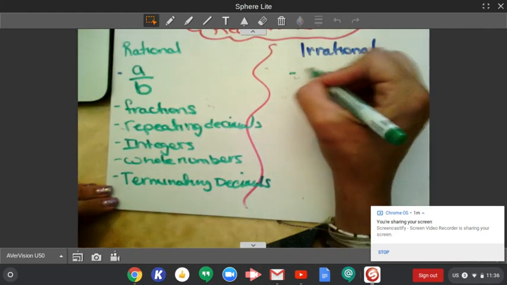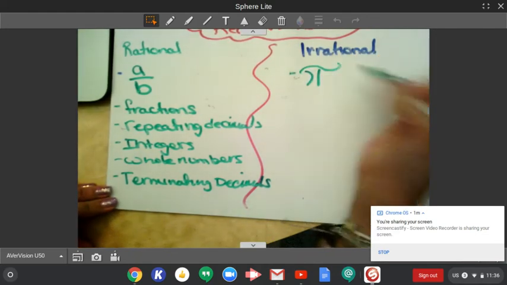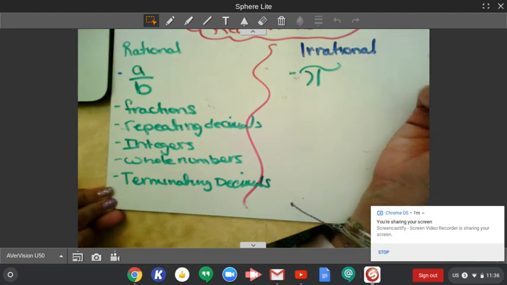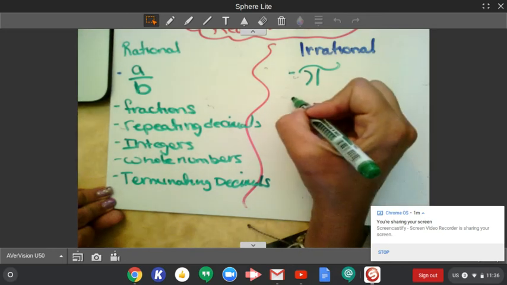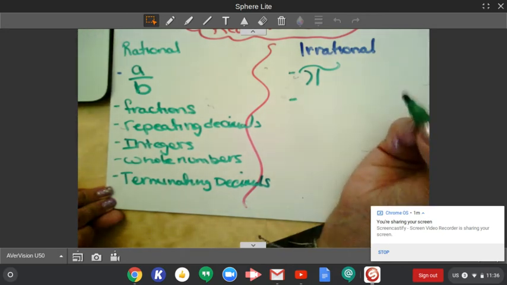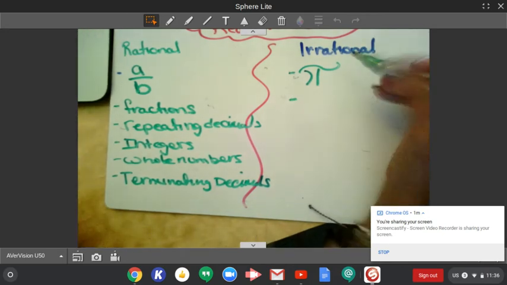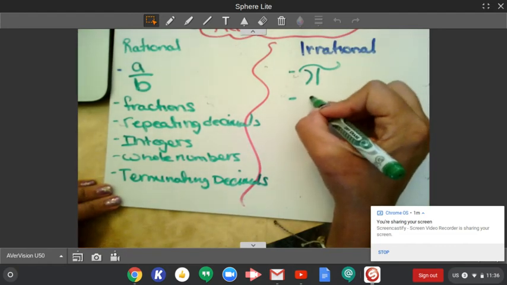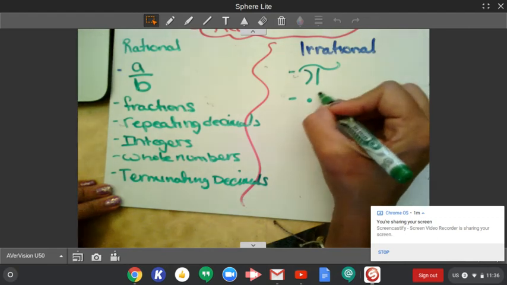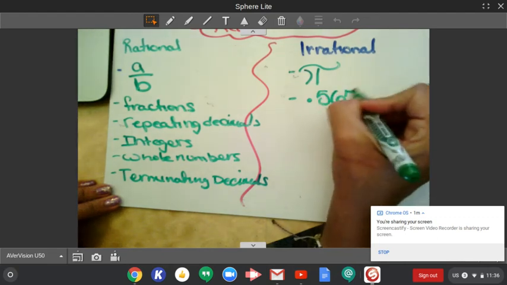Irrational numbers would be anything containing the value pi, which of course all of us know is an approximation, and therefore you will never know the exact value of pi. We know it's 3.14159... but it doesn't have an exact value. Other numbers that are irrational are non-terminating, non-repeating decimals.